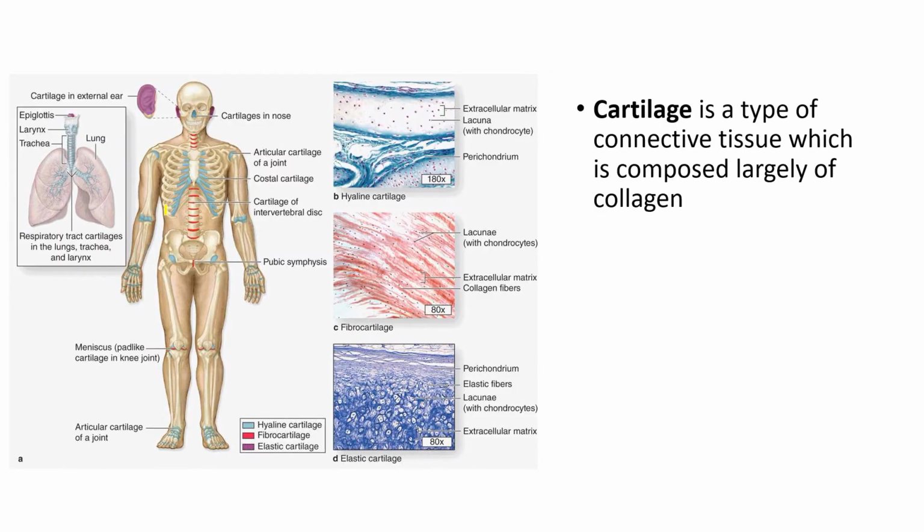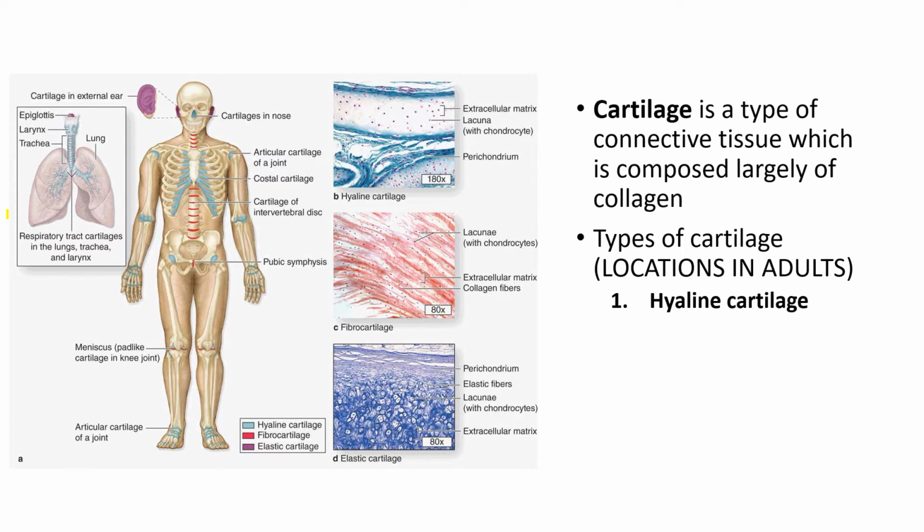So let's get started. Cartilage is a type of connective tissue which is composed largely of collagen. And there are different types of cartilage, and here are the locations of these cartilages in adults. The first is hyaline cartilage, which we find at the costochondral junction, as well as joints and in the nose. So it's going to be this cyan color right here.